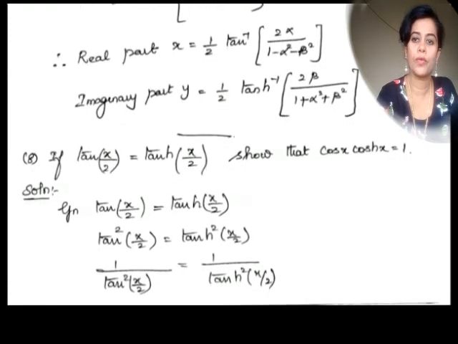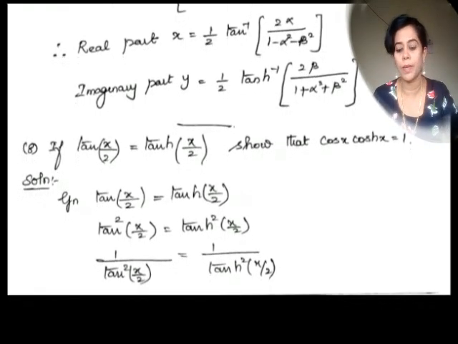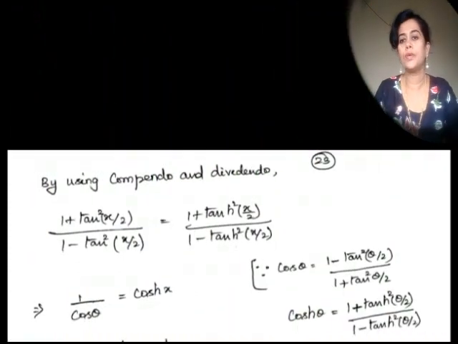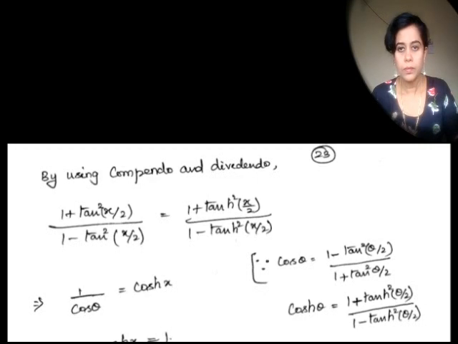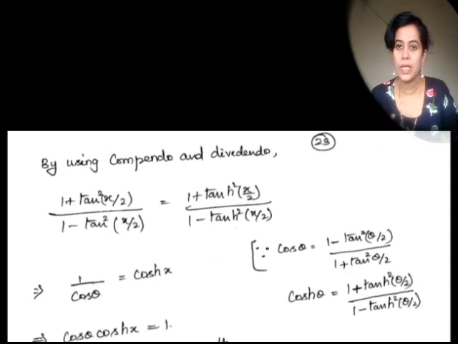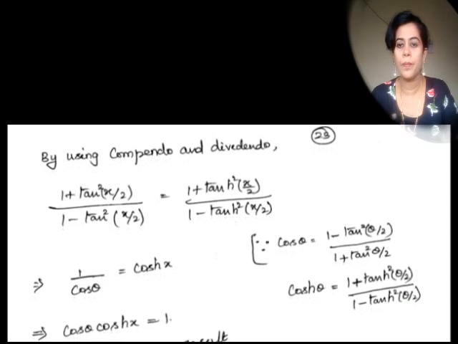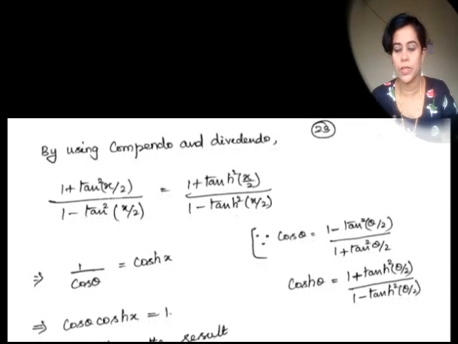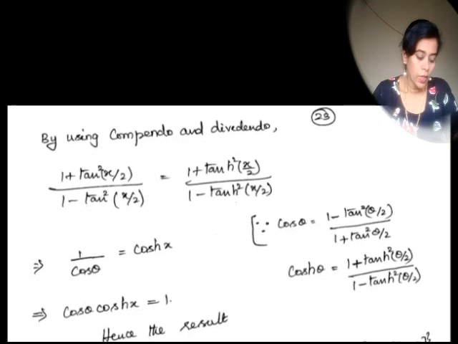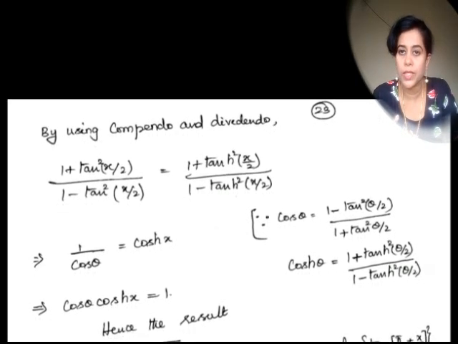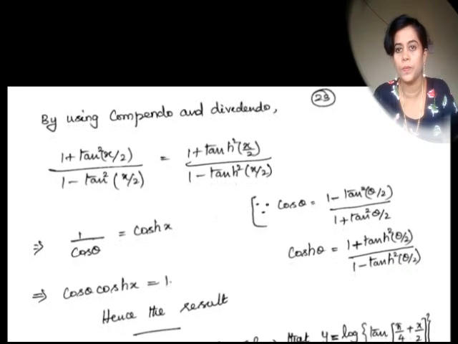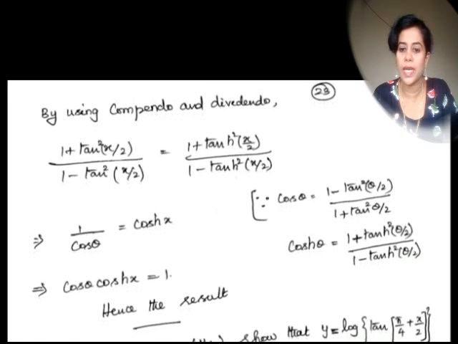Then taking reciprocal of these equations, it is 1 by tan squared x by 2 equal to 1 by tanh squared x by 2. By using the componendo-dividendo rule, the rule is a by b equal to c by d implies a plus b divided by a minus b equal to c plus d divided by c minus d. According to that, it will be written as 1 plus tan squared x by 2 divided by 1 minus tan squared x by 2 equal to 1 plus tanh squared x by 2 divided by 1 minus tanh squared x by 2.